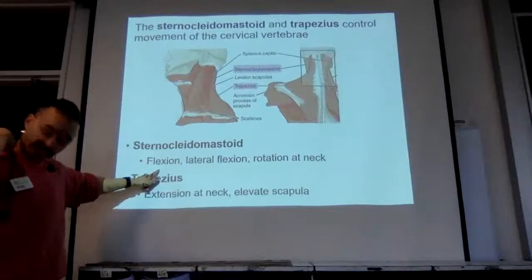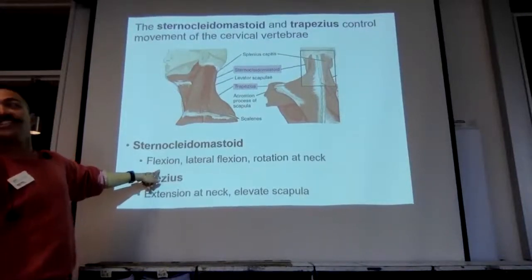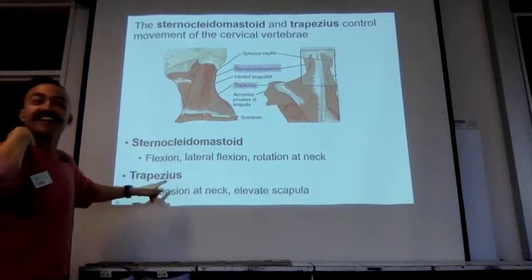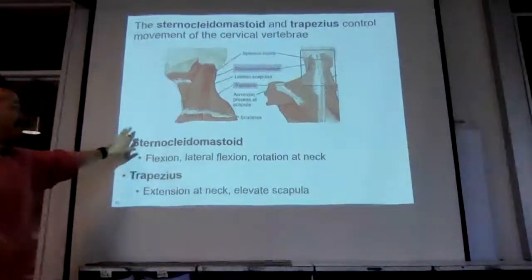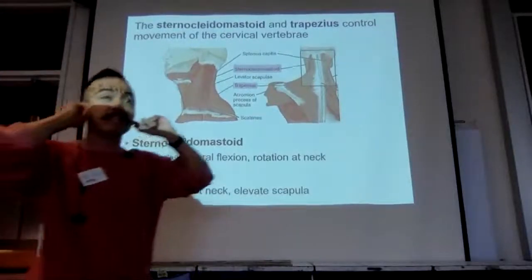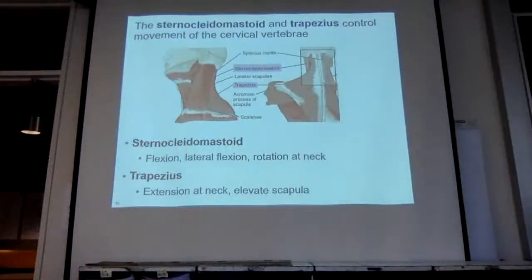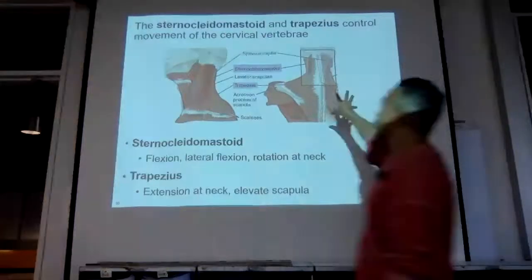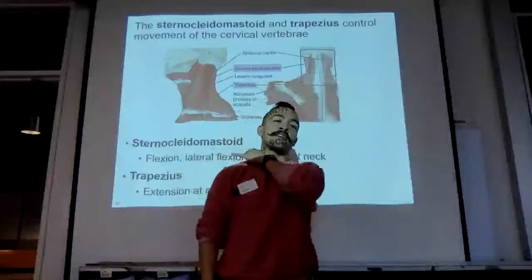The cervical Z joints. Also the cervical Z joints. So the sternocleidomastoid acts on the atlanto-occipital joint, atlanto-axial joint, and cervical Z joints. Flexion, lateral flexion, and rotation. If you're strong, it's kind of poking out right here. You can see a little bit of it.